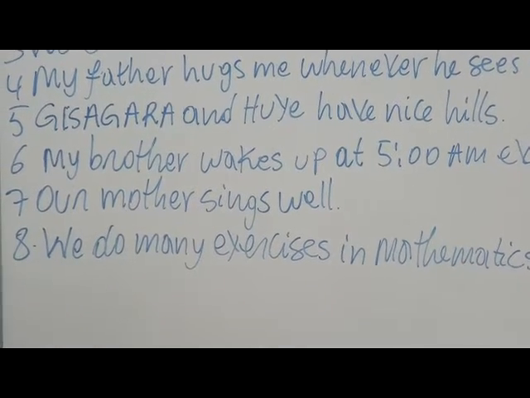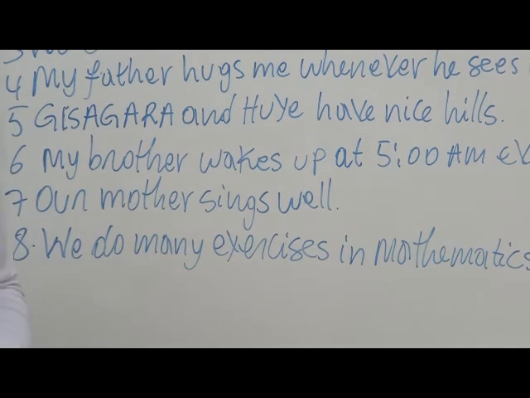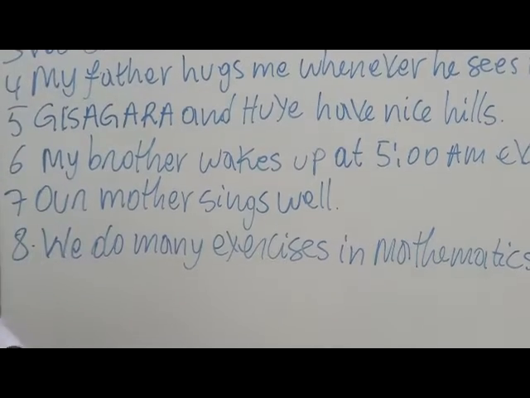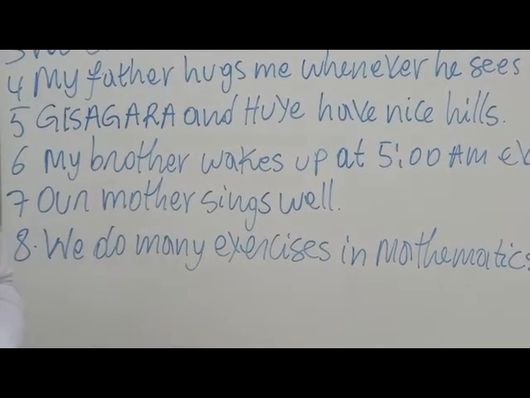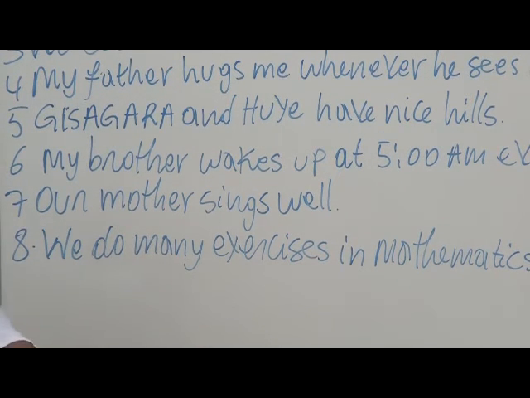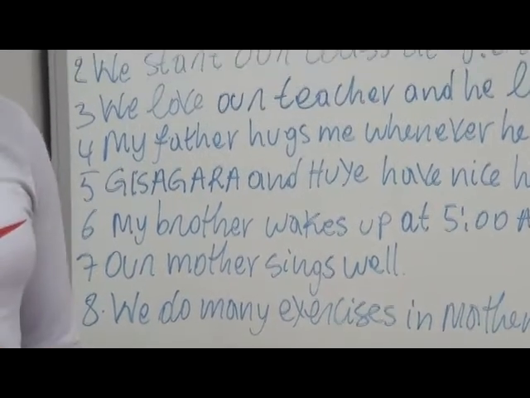The last example given here is, we do many exercises in mathematics. This verb to do is conjugated in simple present. It means it's something we do many times. It is not only one time that we do them. It's a repeated action. We do it repeatedly.